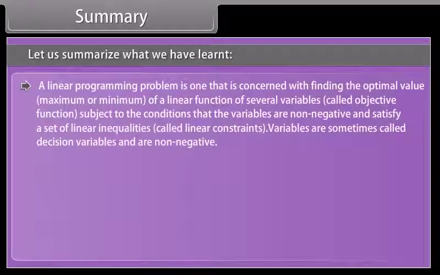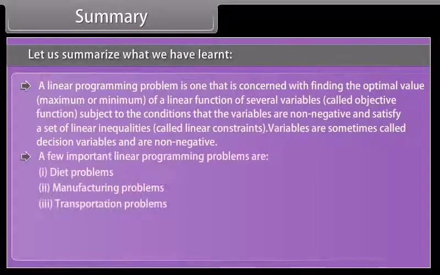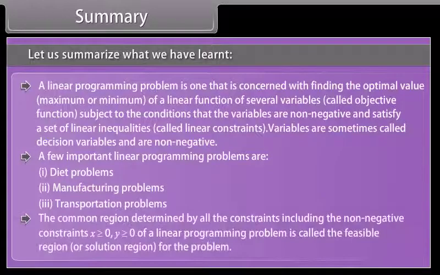Variables are sometimes called decision variables and are non-negative. A few important linear programming problems are 1. Diet problems, 2. Manufacturing problems, 3. Transportation problems. The common region determined by all the constraints, including the non-negative constraints x greater than or equal to 0, y greater than or equal to 0, of a linear programming problem is called the feasible region or solution region for the problem.